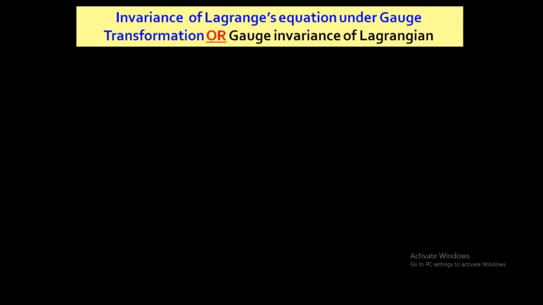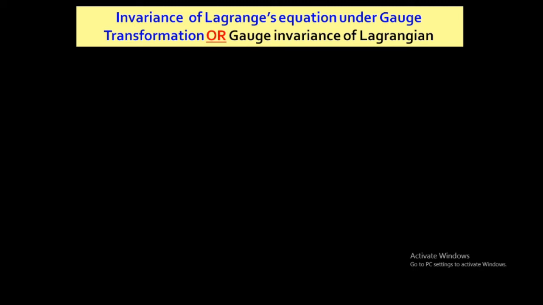Did you understand? If I put L dash in place of L in Lagrange's equation, the value should be 0. If 0 comes, then I will say that Lagrange's equations are invariant under gauge function or under gauge transformation. If 0 does not come, then I will say that Lagrange's equations are not invariant. So we have to check whether the value comes to be 0 or not.